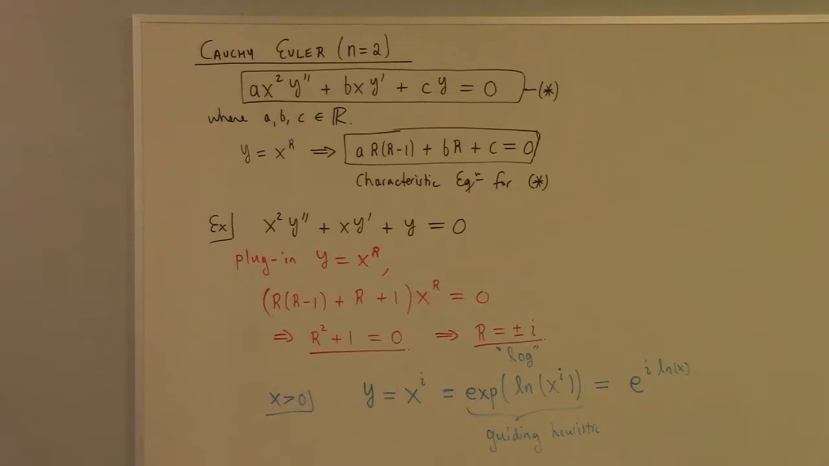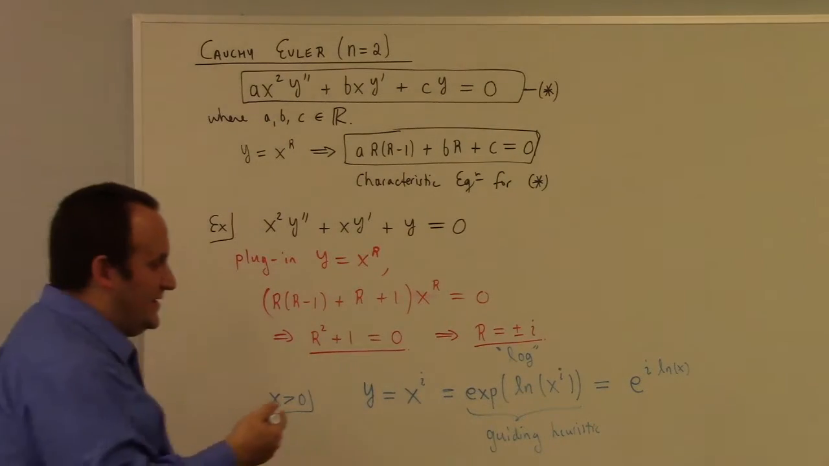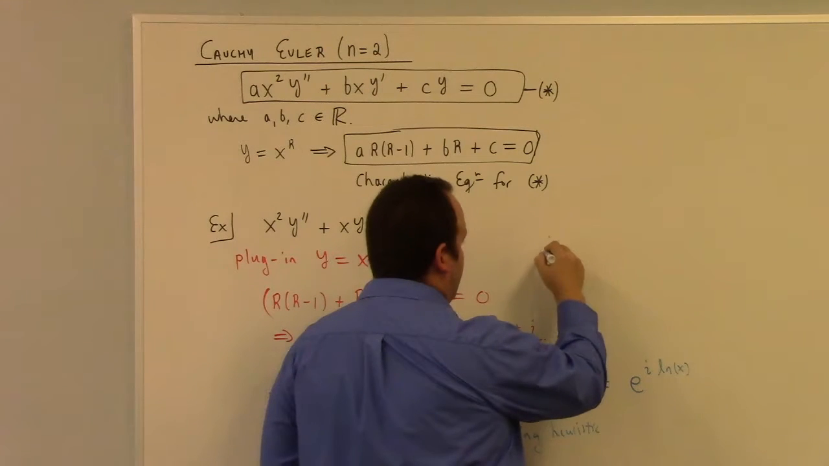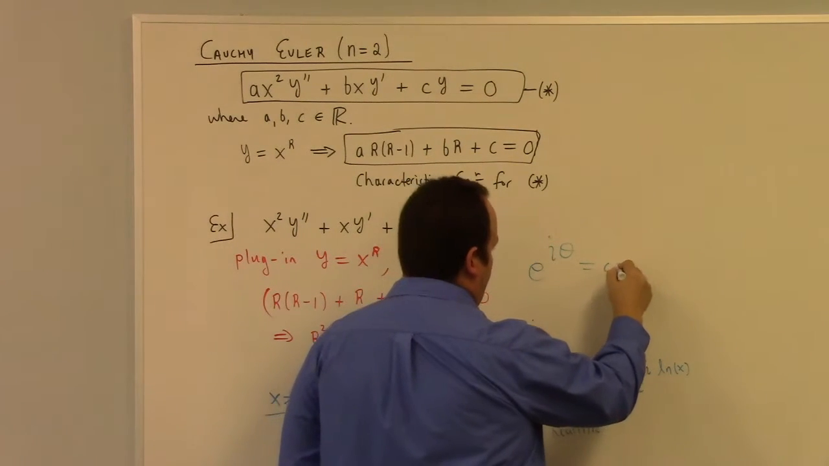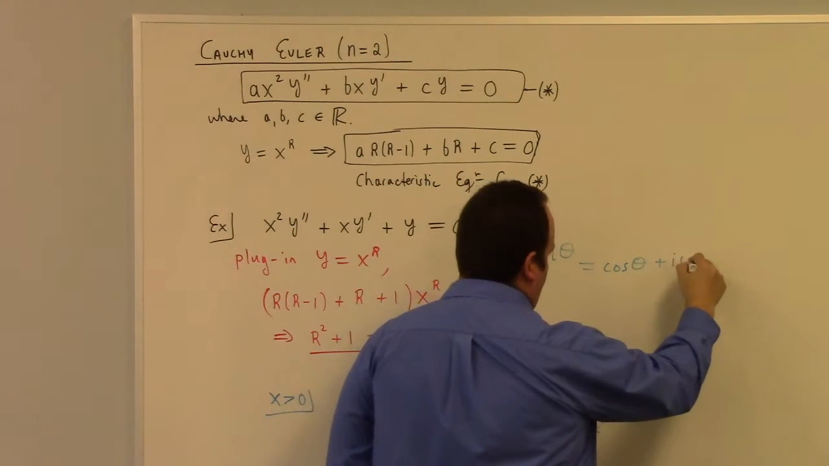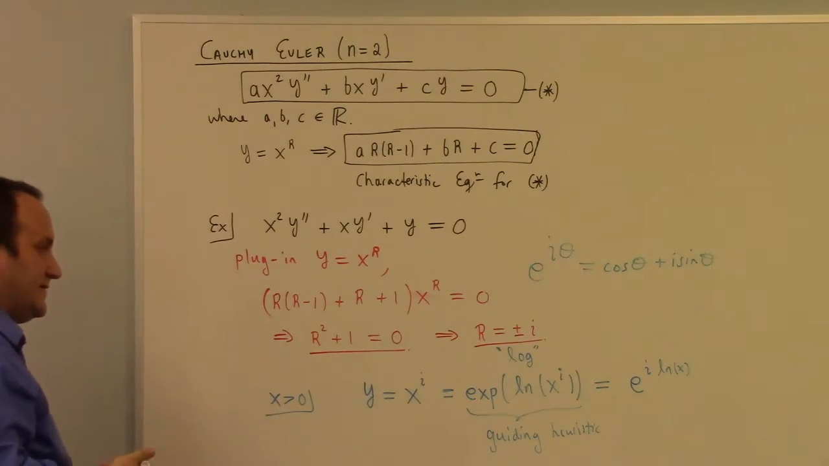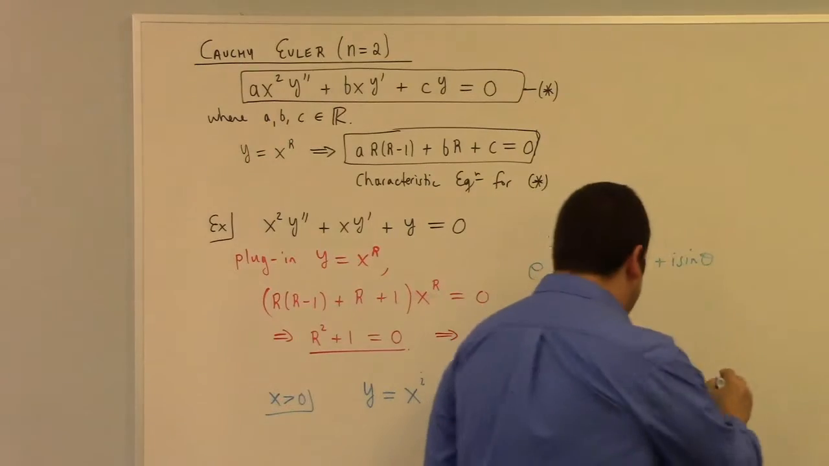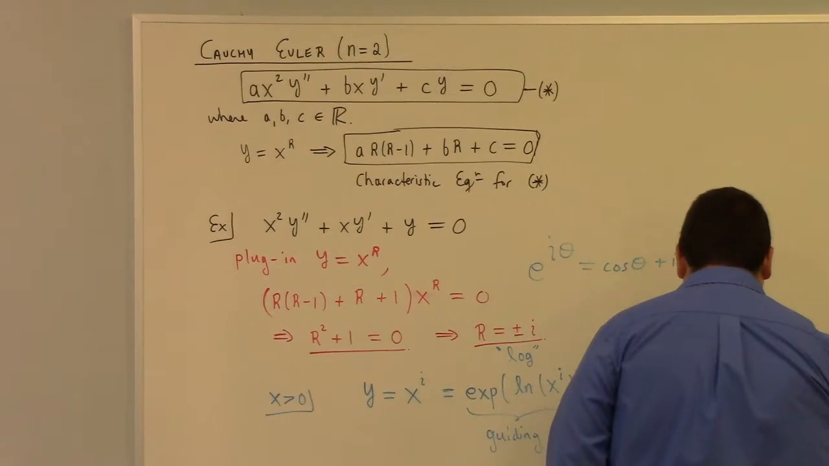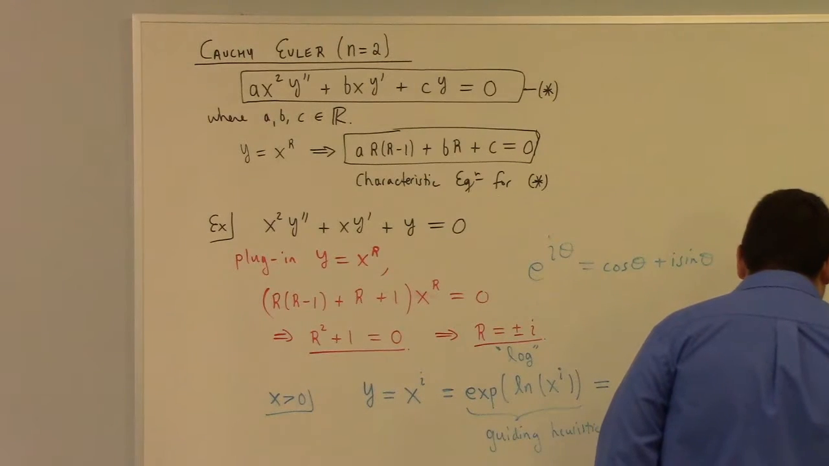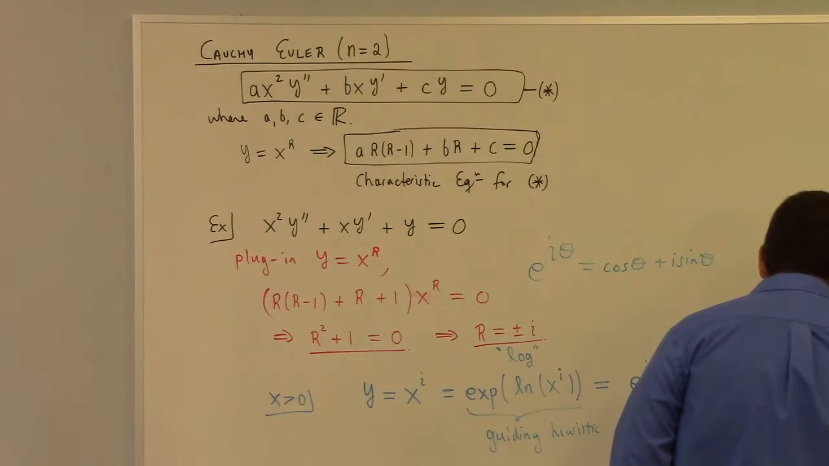No one ever defined for you what x to the i meant before, right? So I'm doing that now. It means e to the i log x. Now this has meaning for us because we already know what e to the i theta means, right? So e to the i log x is simply cosine of the natural log of x plus i times the sine of the natural log of x.